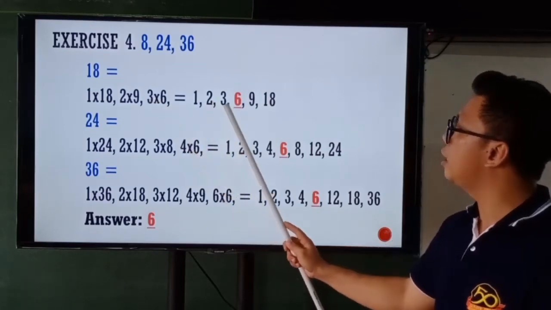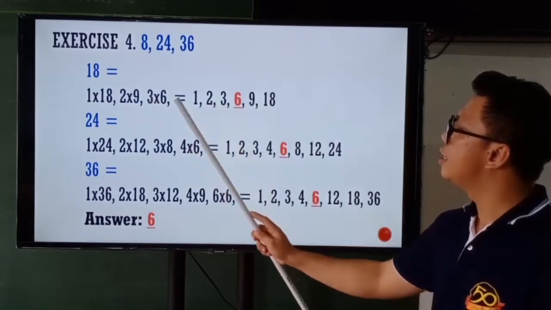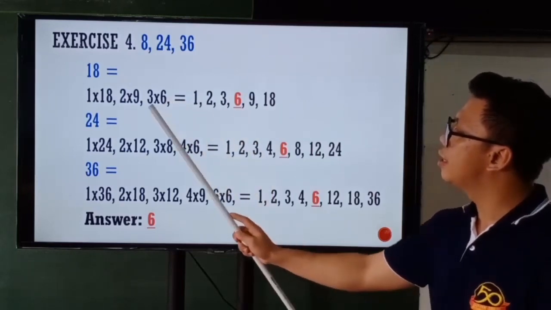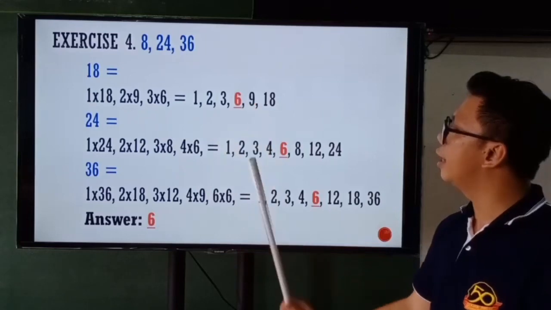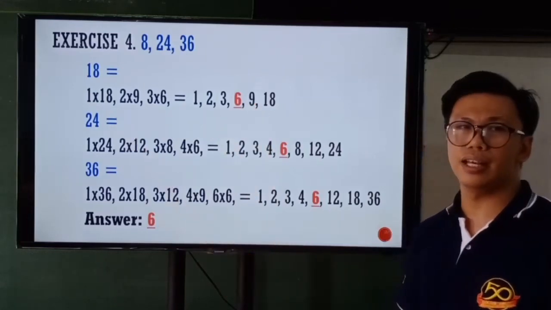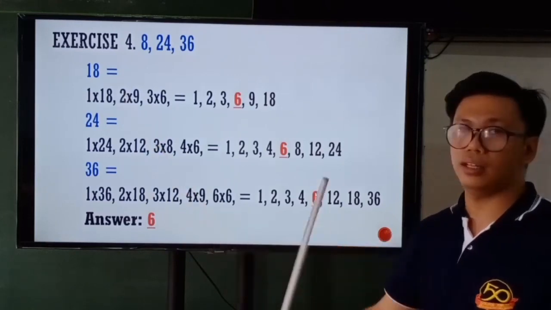Next to 2, we have 3. We will write 3. Next is 6, so we will write 6. Next to 6 is 9. We will write 9. And the last number is 18. So that is the factors of 18.